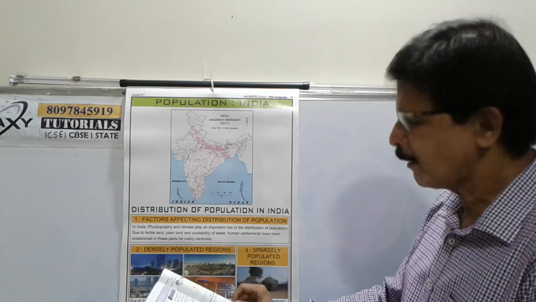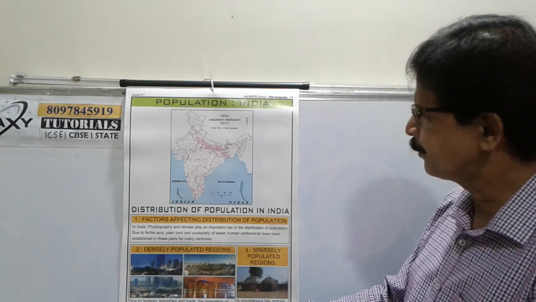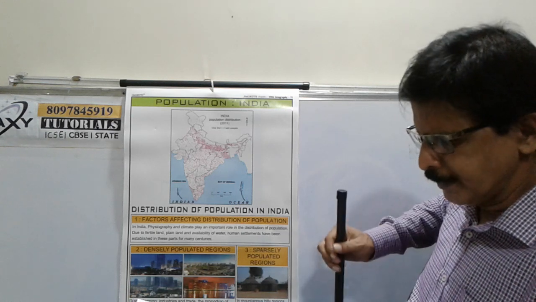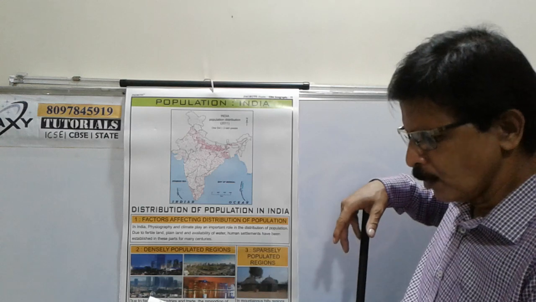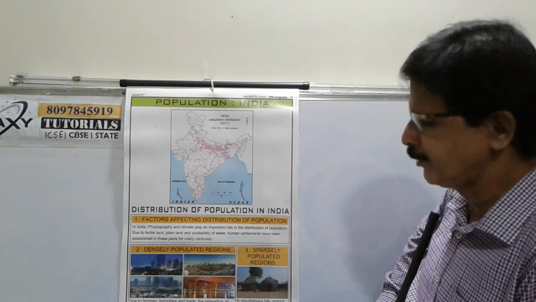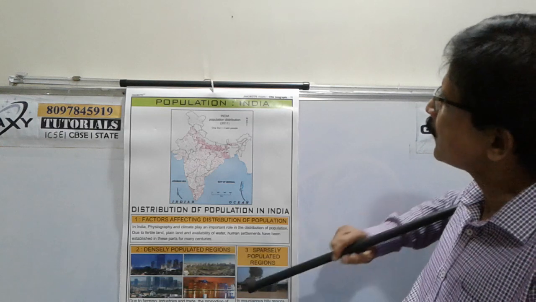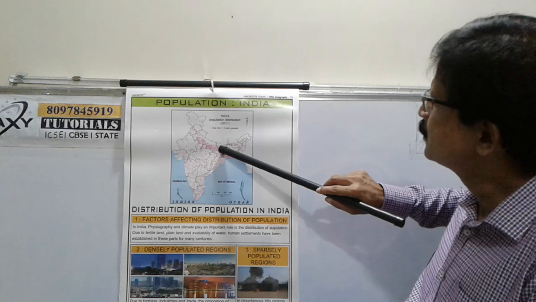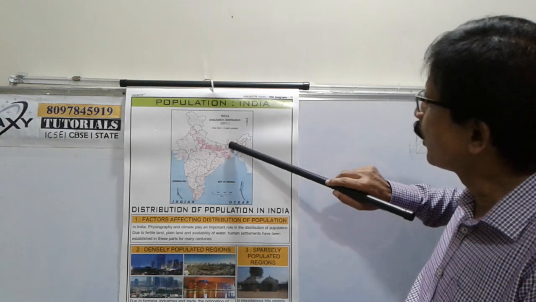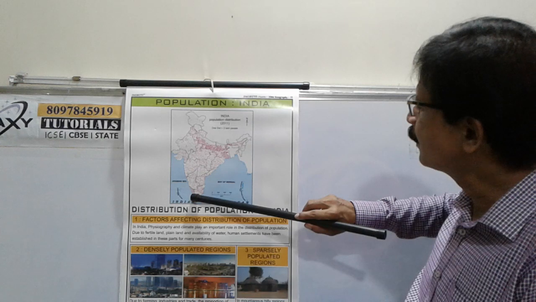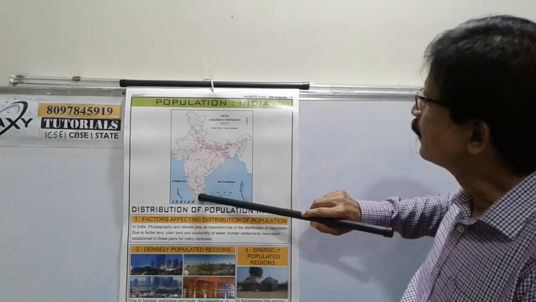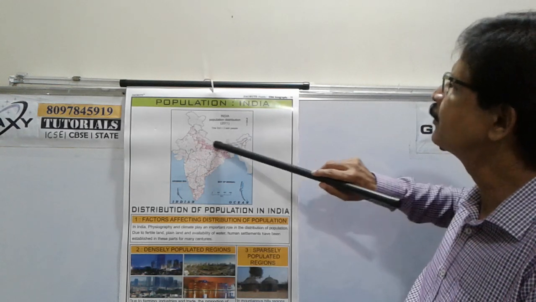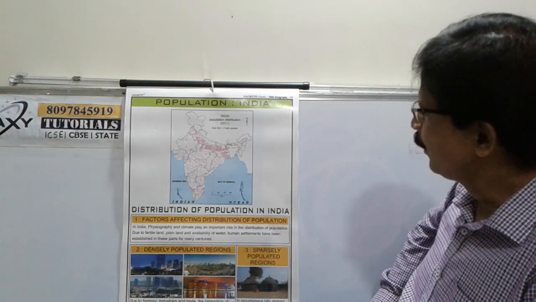They have asked you a few questions. After looking at the map, there is a table, and they have asked you about the states with highest population density. If you see this place, right from here it starts, this area with the maximum dots, and again over here maximum dots. These areas are the places, states where there is highest population density.